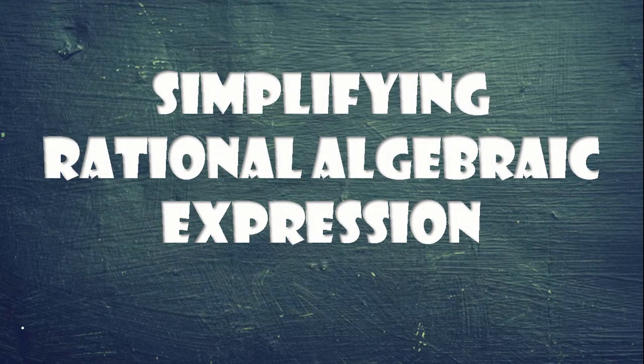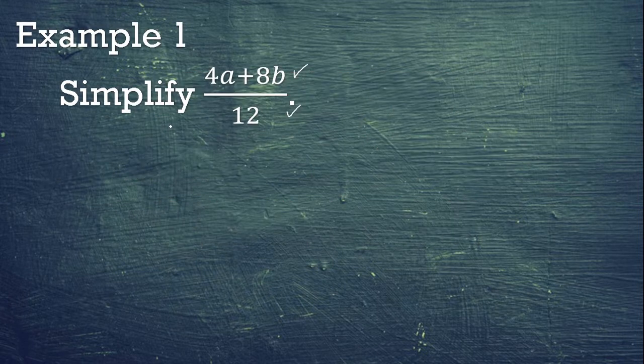Simplifying rational algebraic expression. Now, let us factor the numerator and denominator. We have 4a plus 8b over 12. Let us check the numerator and denominator if we can factor them out.